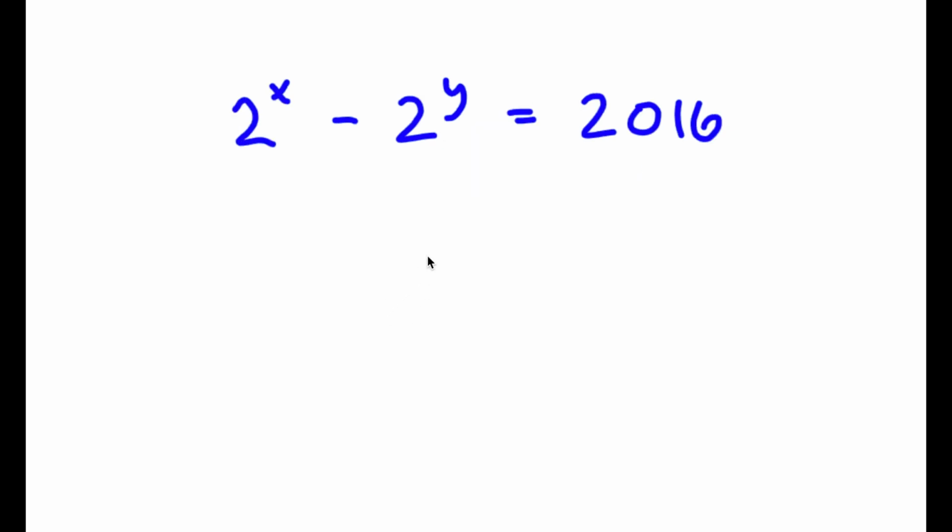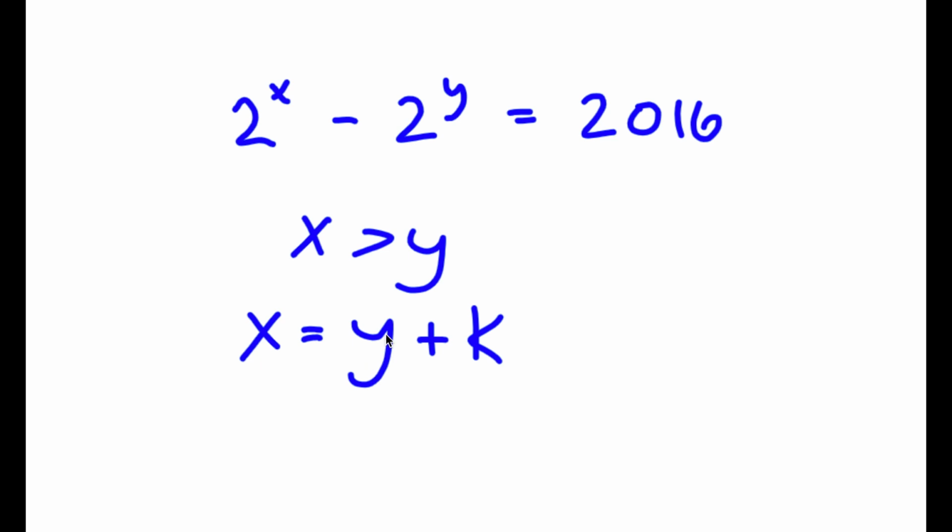Alright, so in this problem, I have 2 to the power of x minus 2 to the power of y is equal to 2016. So, just at first glance, I can already tell that x is greater than y, because if x were less than y, then this would result in a negative number, but because it results in a positive number, we know that x is going to be greater than y. So this means that we can say that x is equal to y plus some constant k.